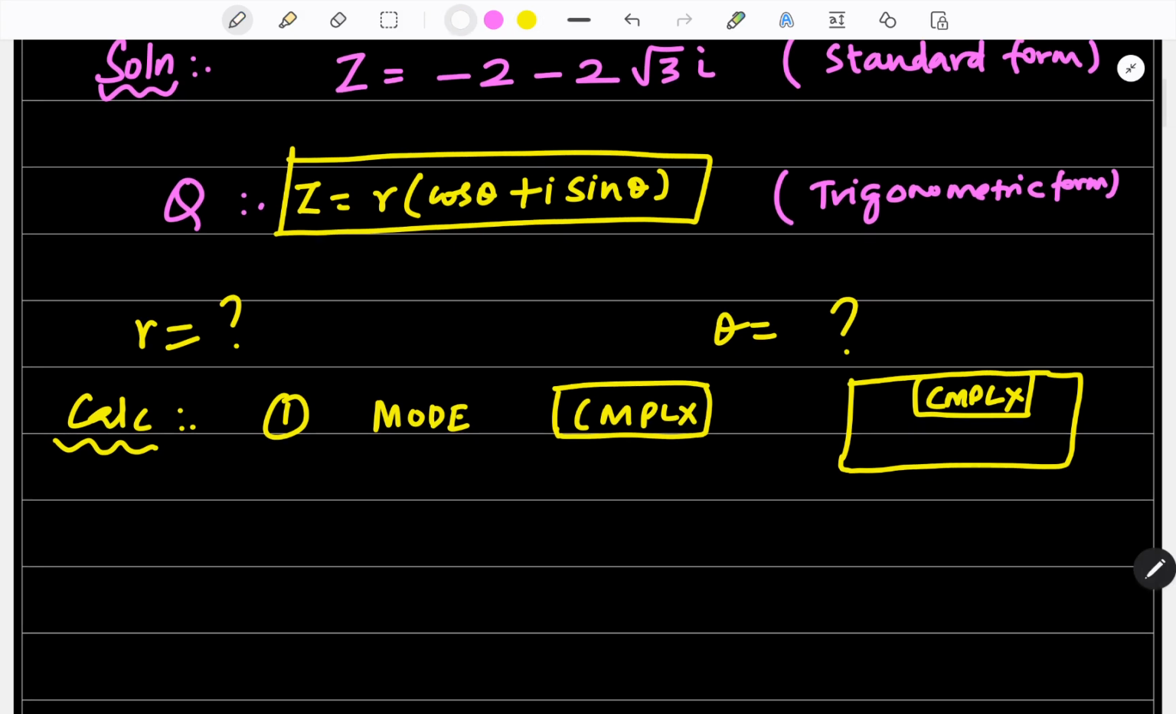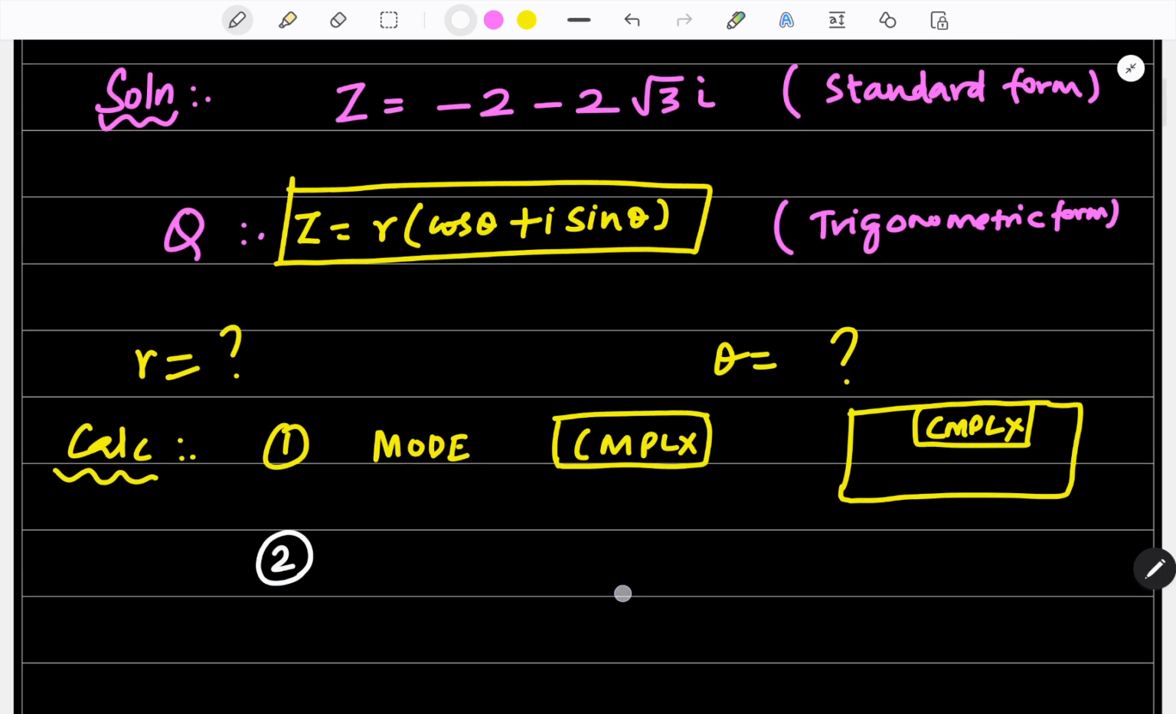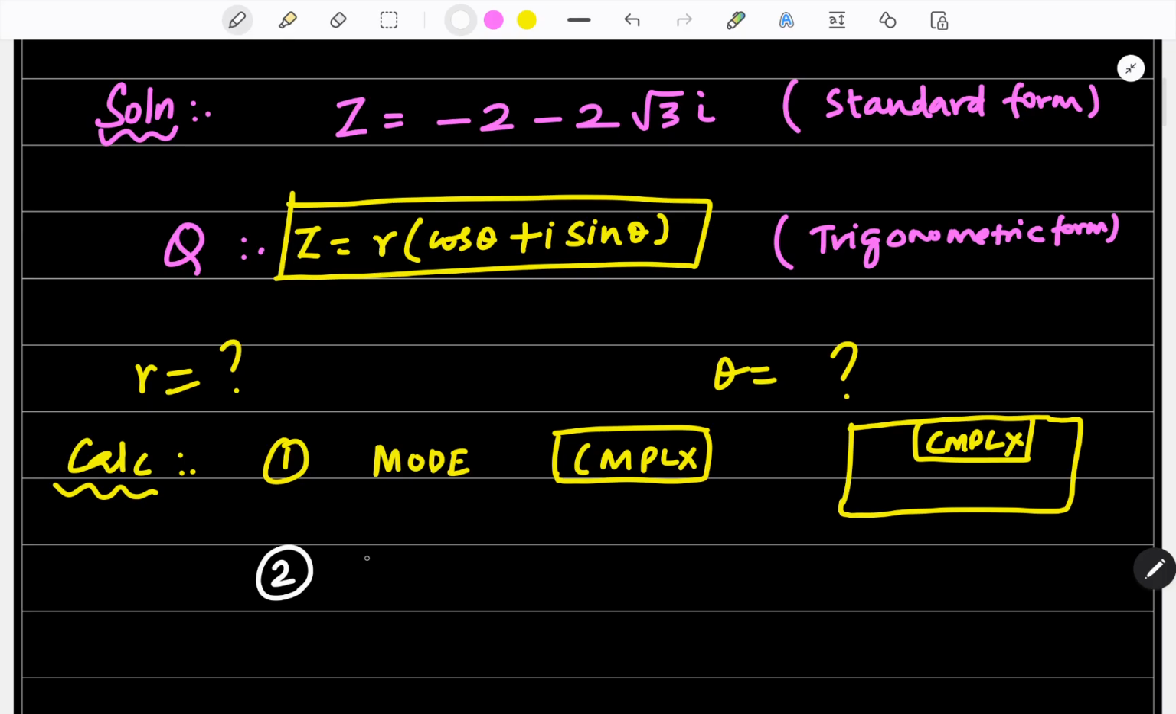Now step number 2. You are going to type this number: minus 2 root 3 i. So I'm going to type minus 2, square root of 3, and then make a small space here. Just move the arrow and then put i. Where is your i? The i is on the ENG button.